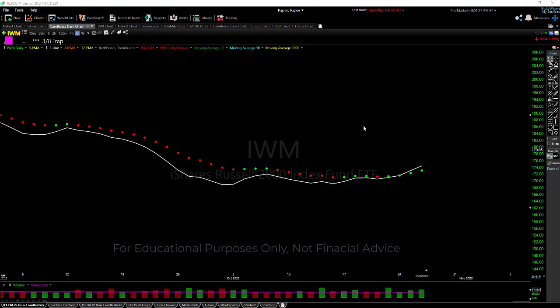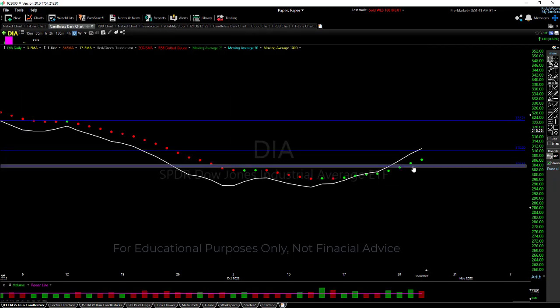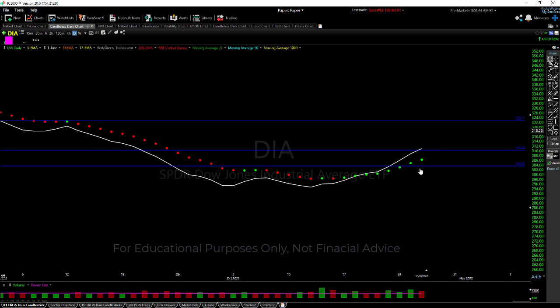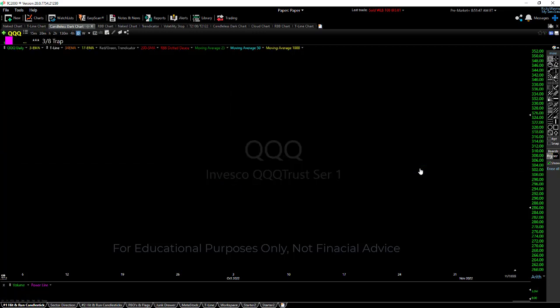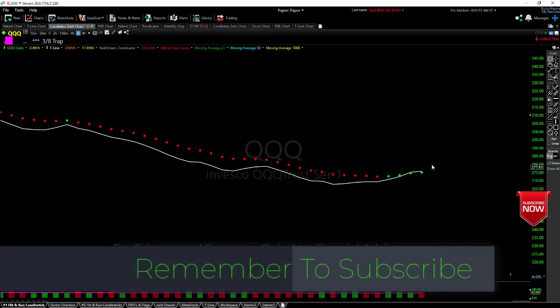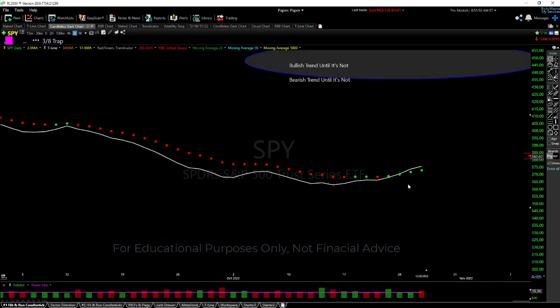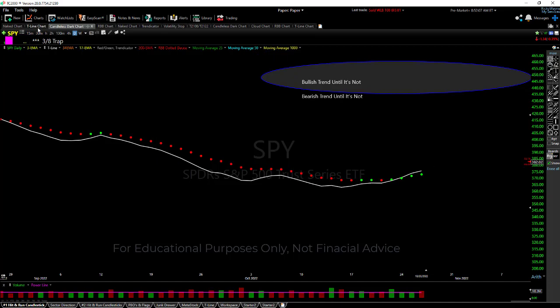Okay, let's run through the indexes really quick. Here's IWM, T-line above the Trendicator, Trendicator's green, that's bullish. Diamonds, T-line above the Trendicator, Trendicator's green, that's bullish. Did we already look at the Qs? No. T-line above the Trendicator, Trendicator's green, that's bullish. SPY, T-line above the Trendicator, Trendicator's bullish. Rule number one, trade in the direction of the market. Pretty simple, really is. Now let's come into some charts.